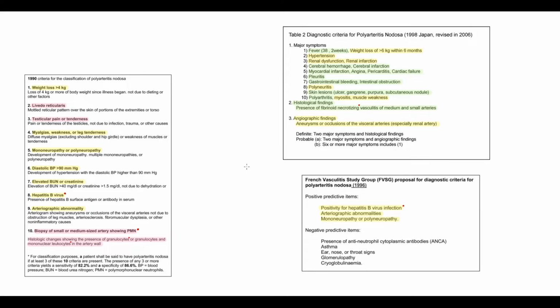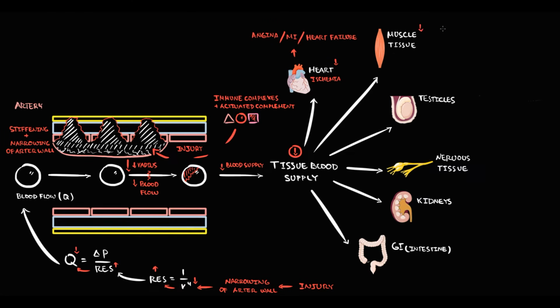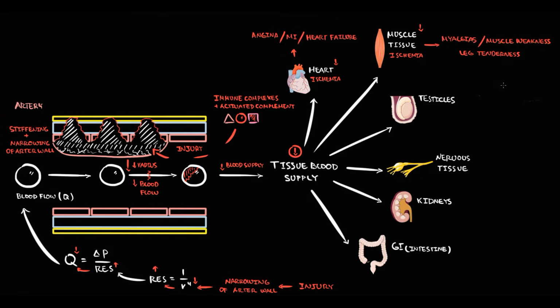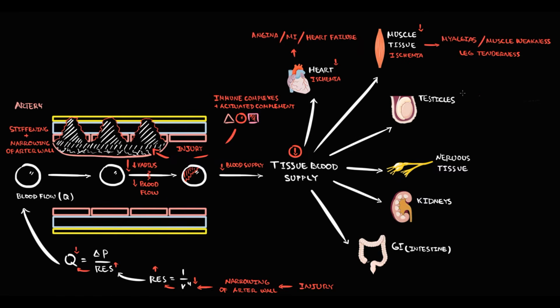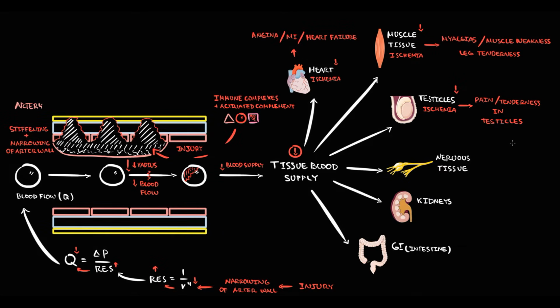As we see in some guidelines, cardiac symptoms are among the main diagnostic criteria of Polyarteritis Nodosa. A decrease in blood supply to skeletal muscle tissue will cause ischemia in the muscle tissue, and most commonly muscle tissue ischemia manifests as myalgias, muscle weakness, and leg tenderness. As we see, muscle symptoms are among the crucial diagnostic criteria of Polyarteritis Nodosa. Decrease in blood supply to testicles causes testicular ischemia, which typically manifests as pain and tenderness in the testicles.